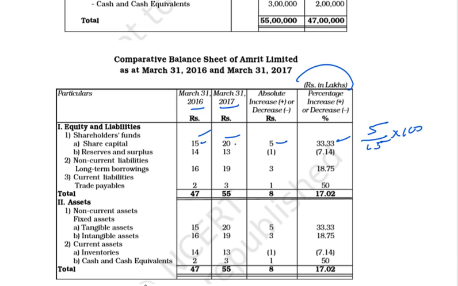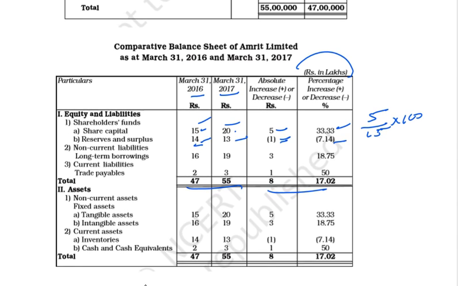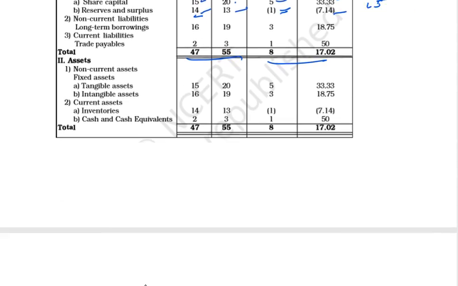So one by one item you are writing, this 14, here 13, we are writing minus 1. So this minus 1 divided by this 14 into 100, you are getting this amount. Okay, one by one like that calculate, and then total also we have to calculate like that and present. This is called a comparative statement.